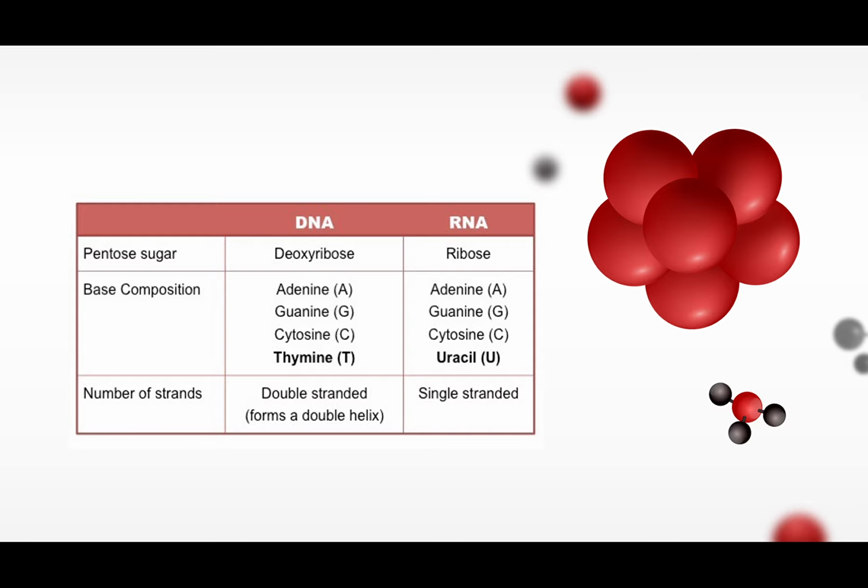It differs in the pentose sugar, where instead of a deoxyribose, you have a ribose, and in its base composition, instead of a thymine, you have a uracil, and the number of strands: the DNA is double-stranded and forms a double helix, whereas the RNA is single-stranded.